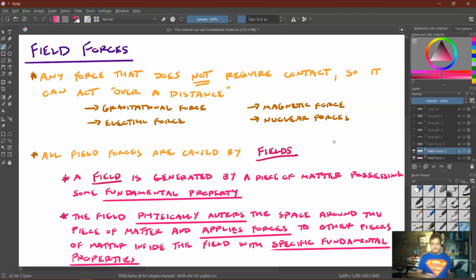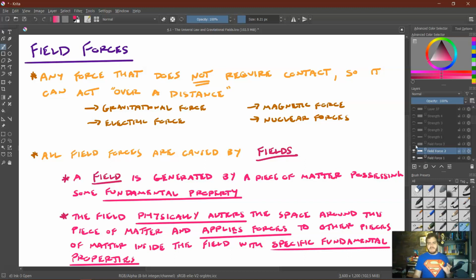A field is this manipulation of space that is generated by a piece of matter possessing some fundamental property. Mass, charge, whatever. The field physically alters the space around this piece of matter and applies forces to other pieces of matter inside the field with specific fundamental properties. Okay, that was a lot.